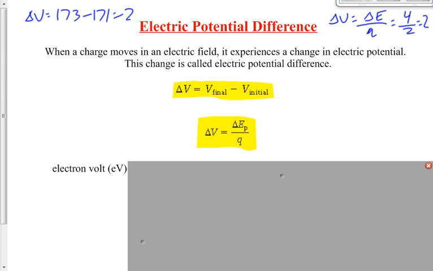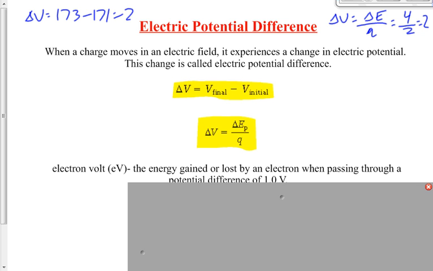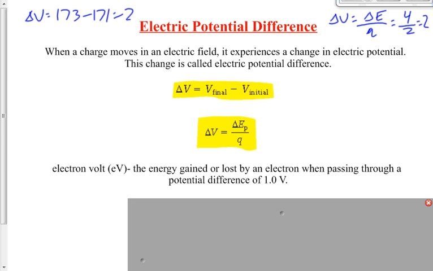A unit that we can use instead of joules to measure a small amount of energy would be an electron volt. An electron volt is defined as the energy that's gained or lost, depending upon which way the electron goes, as it goes through a potential difference of 1 volt. Think of it as an object, a mass: it's the amount of energy gained or lost by the mass as it goes up or down through the gravitational field. Okay, the amount of energy gained or lost by an electron when it goes across the potential difference of a volt.